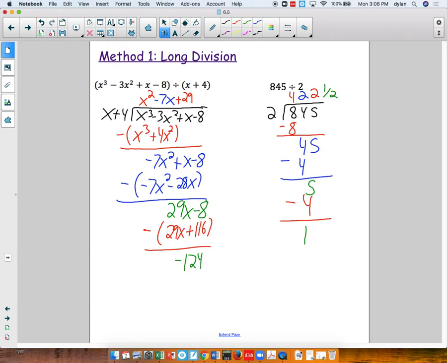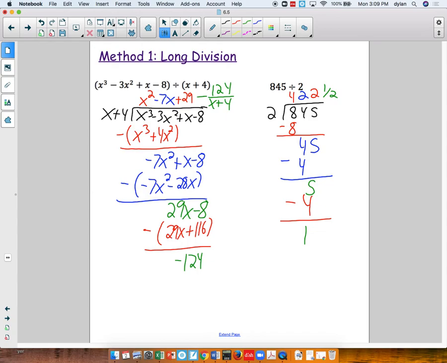On our polynomial long division side, it's the same thing. We've got x squared minus 7x plus 29 minus 124, that's our remainder, over x plus 4. So in this situation, you can see that x plus 4 does not evenly divide into x cubed minus 3x squared plus x minus 8. So this is how you do polynomial long division. It's exactly the same as regular long division, just with variables.